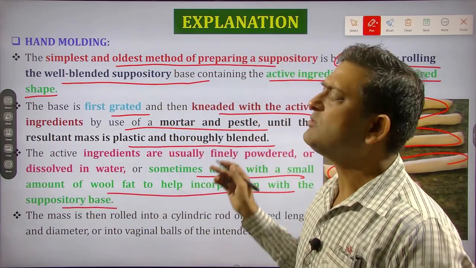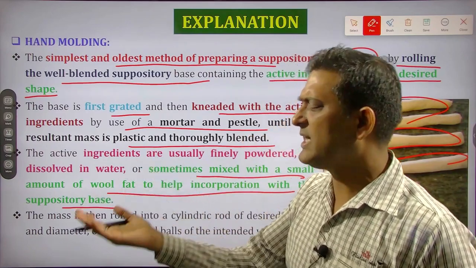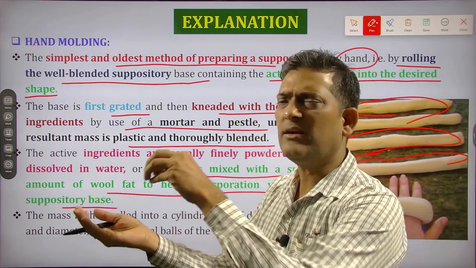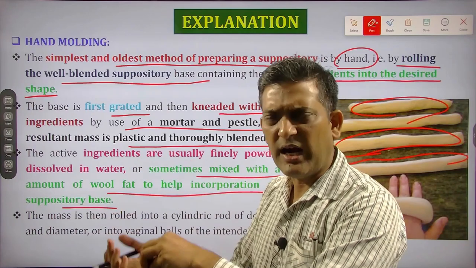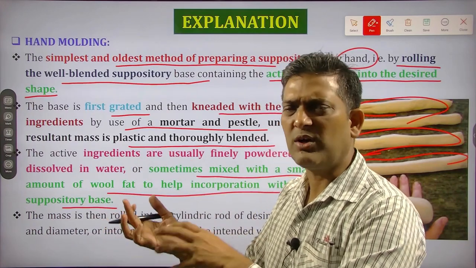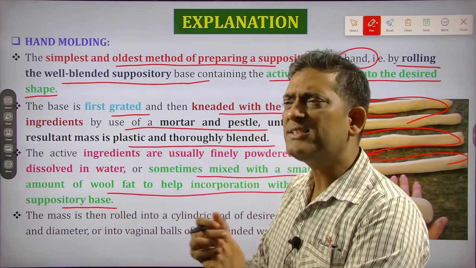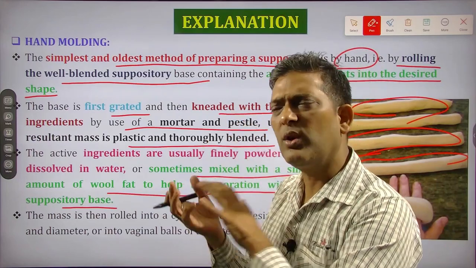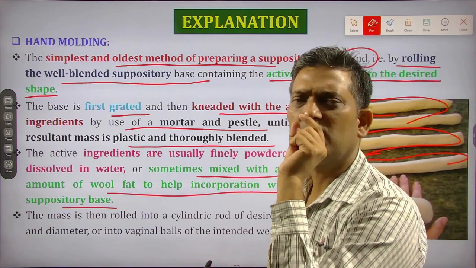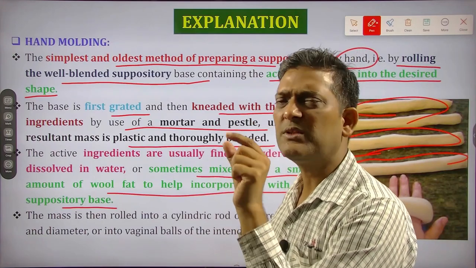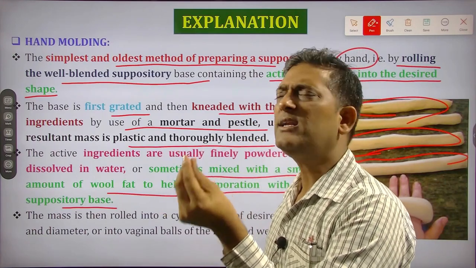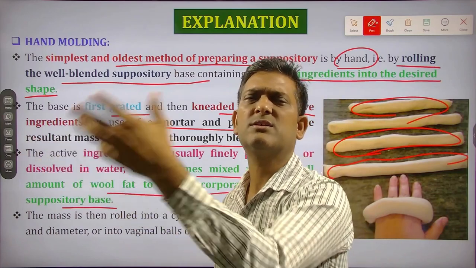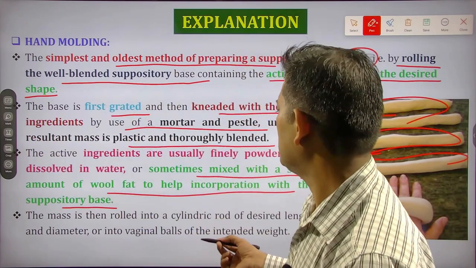Yes, so this procedure is very simple. Take the base, add the drug slowly in parts, and keep on rolling for a uniform mass. Once you get the uniform mass, after rolling you just give it the exact shape as per the requirement, and the shape will be there. So this is a very simple method.